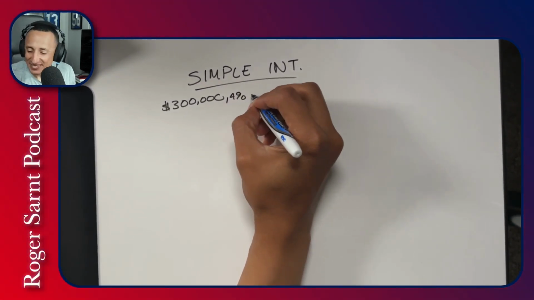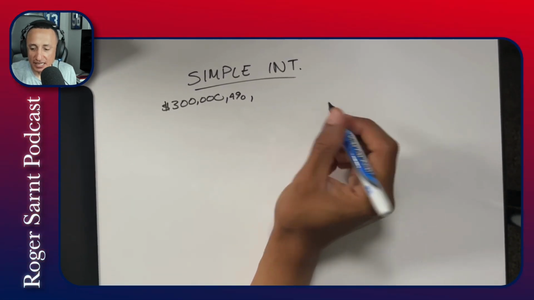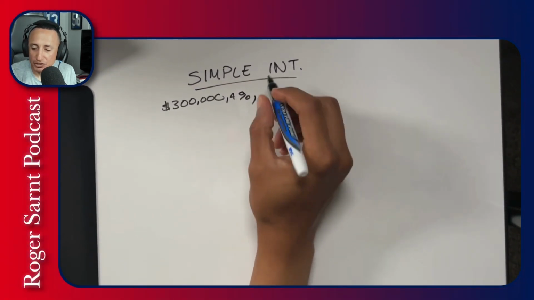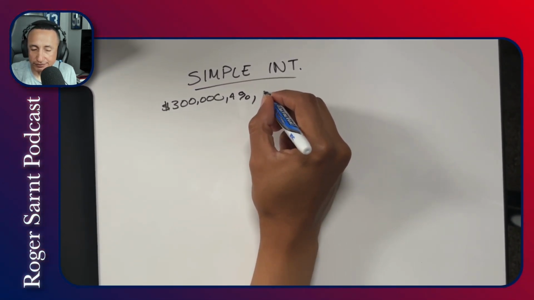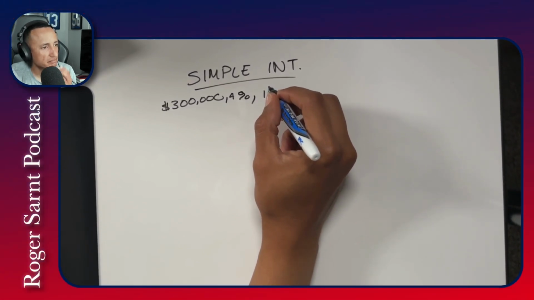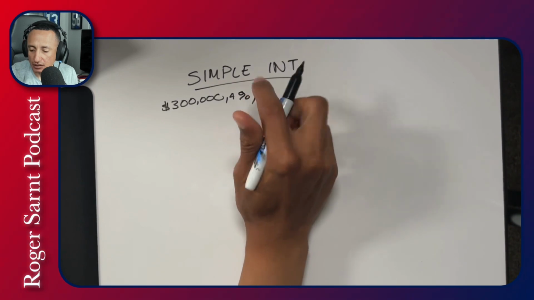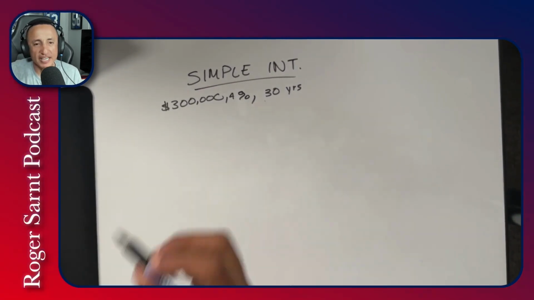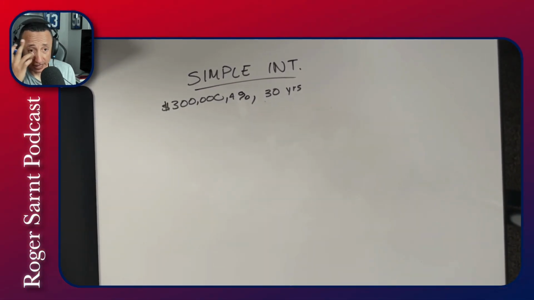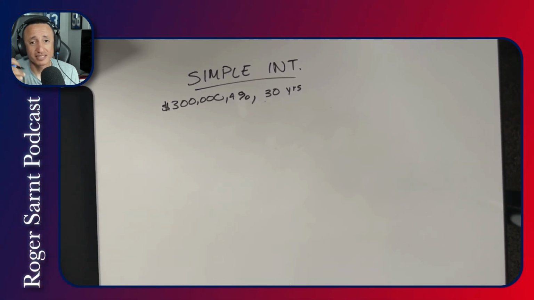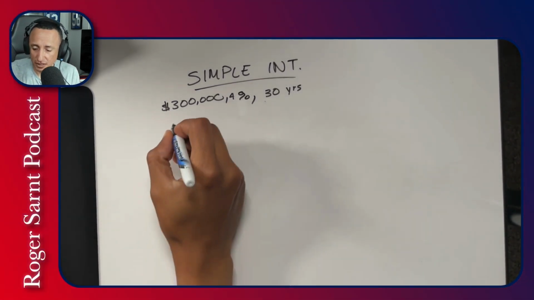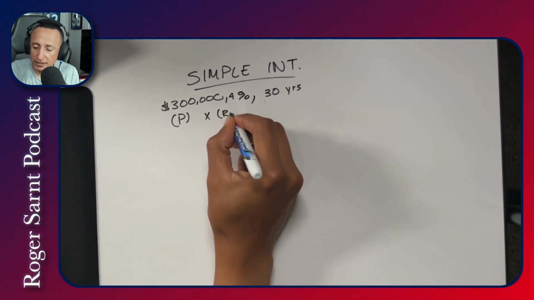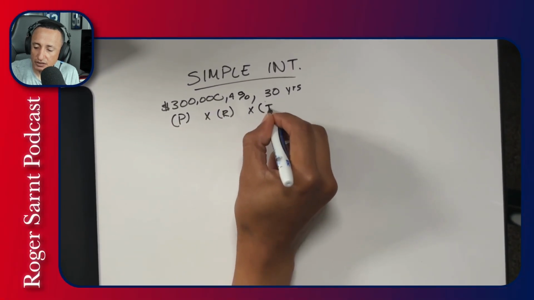I have to laugh because we know that 4% is kind of hard to get right nowadays, if not impossible. It's going to be 4%, and then you're going to be at, what is it? The time, which is going to be 30 years, right? 30 years. So if we talk about interest rate, there is a formula, and that's going to be principal times rate times time. So that's represented as P times rate, the R, times time.